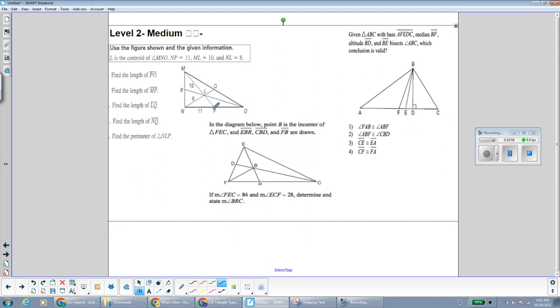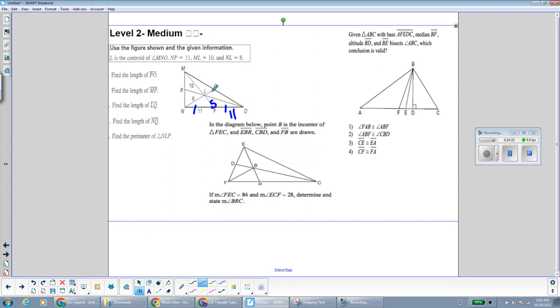PO: since MP is a median, P is the midpoint of side NO. There are 2 equal parts here, so PO is also 11. We need to find the length of MP, that's a median. The longer part of the median is 10. That's the 2 part of the ratio. So the shorter part, the 1 part of the ratio, should be half of that, or 5.